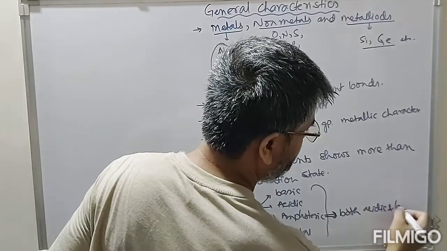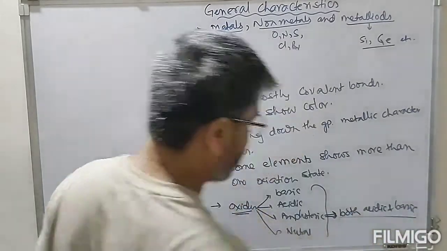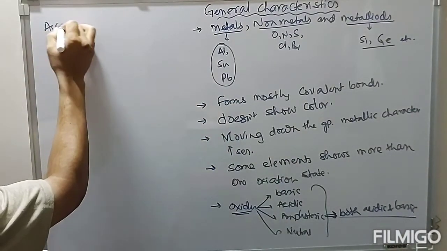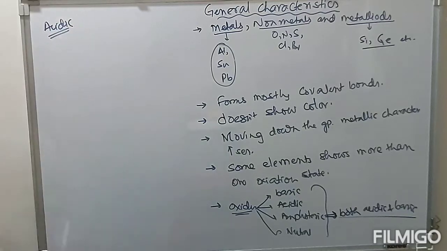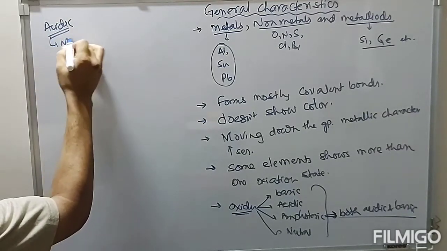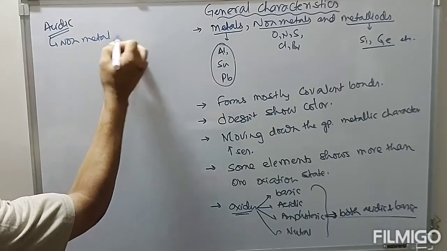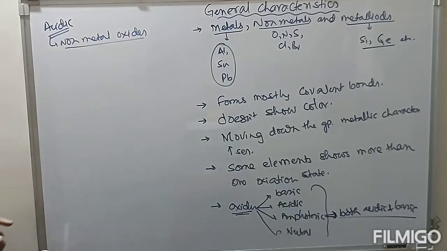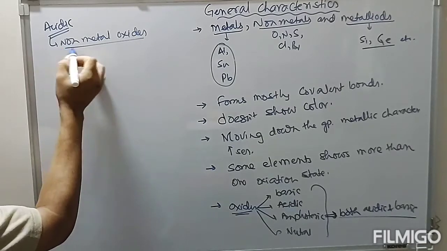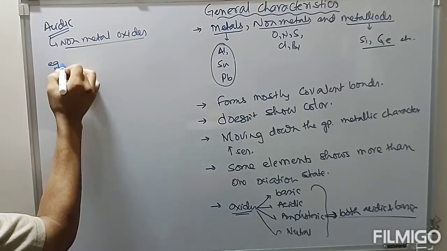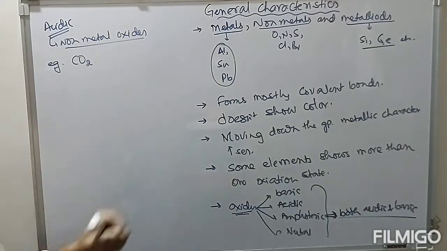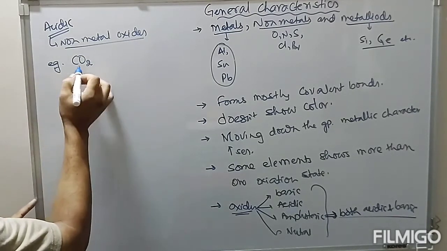Both acidic and basic. So look at the acidic oxides: non-metal oxides. Non-metal oxides are generally acidic in nature. Example, we have carbon dioxide. Carbon dioxide is an acidic gas. Look at why this is acidic.